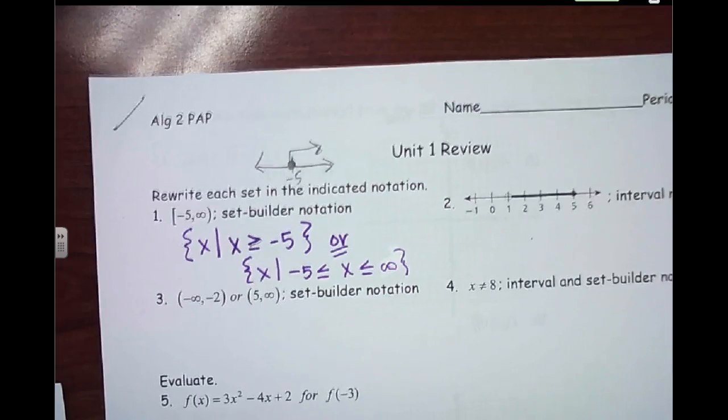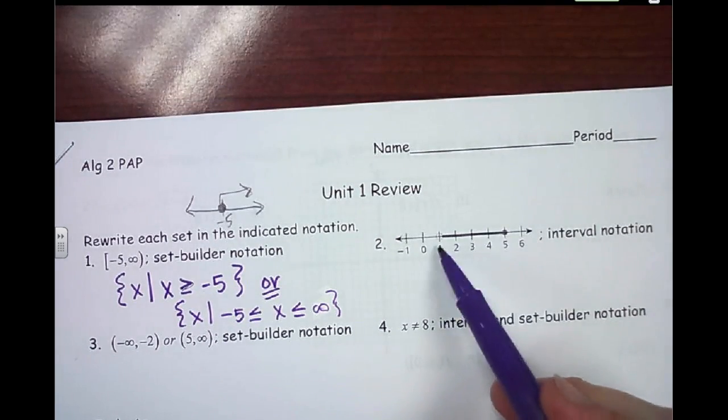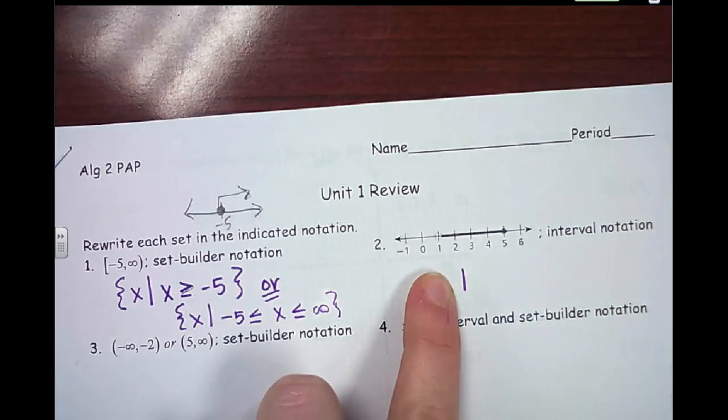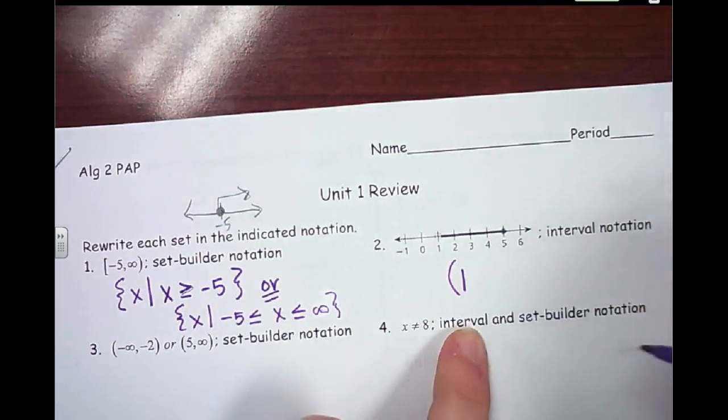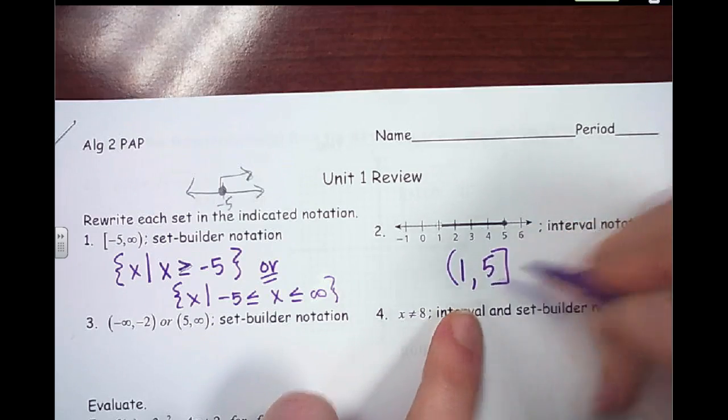Number two, interval notation. So for interval notation, you have a start, you always work left to right. So I'm going to start here at +1. It's an open circle, so it's a parenthesis. And comma, I end at 5. It's a closed circle, so it's a bracket.